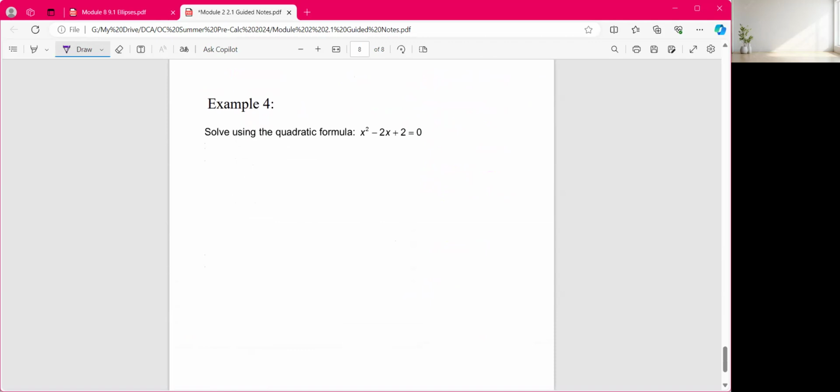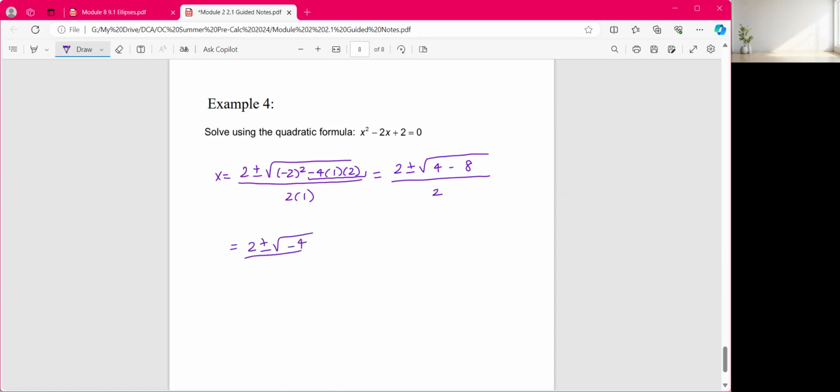And then in this last example, guys, we are going to practice solving using the quadratic formula. And when we do this, we might get an imaginary number in our answer. So let's get started using the quadratic formula. We'll have x equals the opposite of b plus or minus the square root of b squared minus 4ac all over 2 times a. Let's simplify where we can. Negative 2 squared is going to give me 4. Negative 4 times 1 is negative 4 times 2 is negative 8. So then we'll have 2 plus or minus the square root of negative 4 over 2.